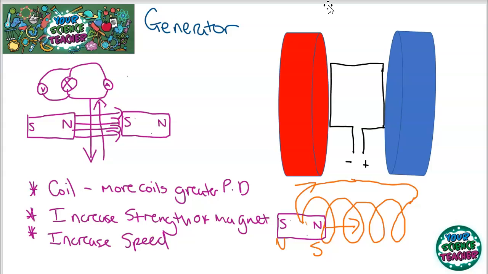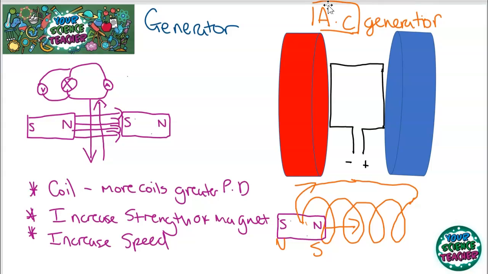Generators are in fact what we use in order to create our mains electricity supply. Here we have an AC generator. And because of the fact you have a changing direction of currents, it produces alternating current from a generator like this. And this is what we get in our mains frequency supply. It actually flips the current backward and forth at a speed of 50 Hertz.